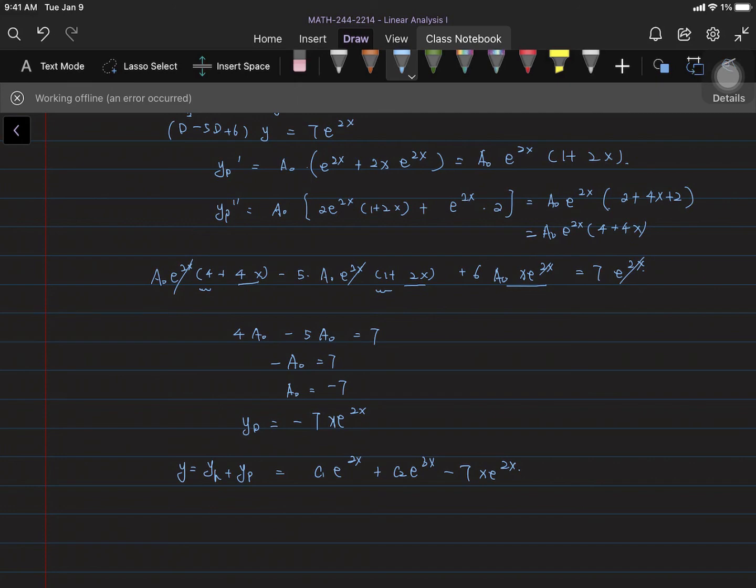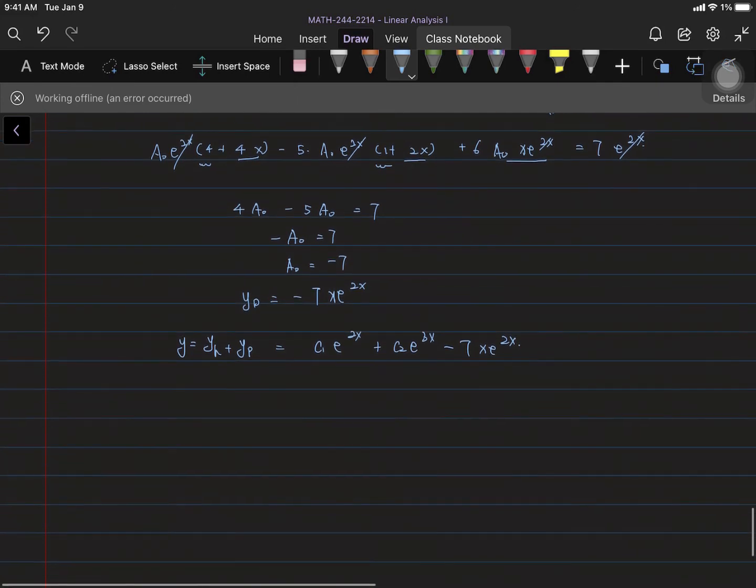For this class, we can stop here, but for the next class, we are going to find the annihilator for other kinds of functions. We are going to find it for e to the ax cosine bx, e to the ax sine bx, or maybe with some extra k in front. Okay, that's what we are going to do in the next class.